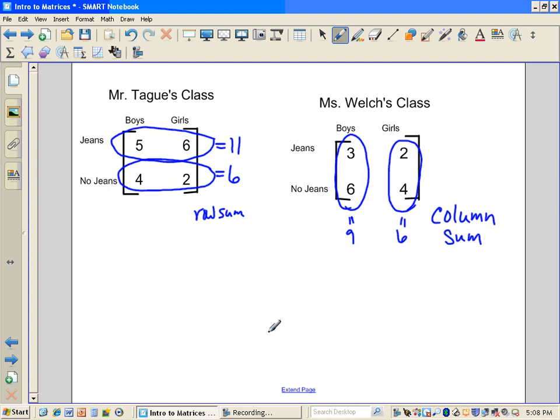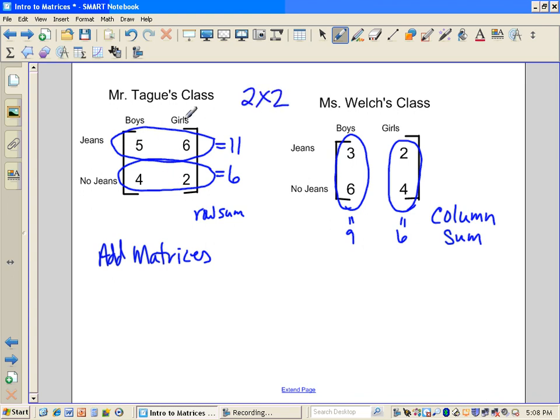The other thing we can do is we can add the 2 matrices together. What if we wanted to get a total from both classes together? Well, the reason we can do that, the reason we can add the matrices, is because the matrices are set up the same way. They're both... Hopefully you recognize these are both 2 by 2 matrices, right?